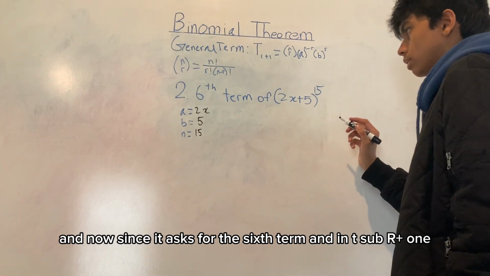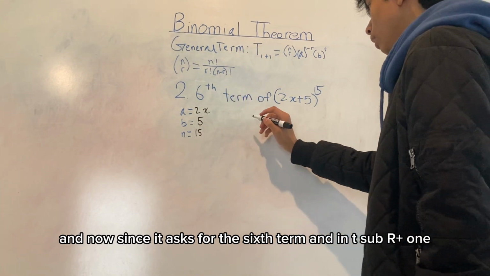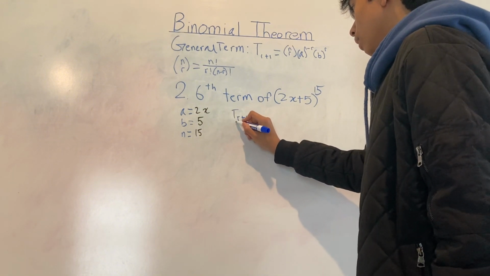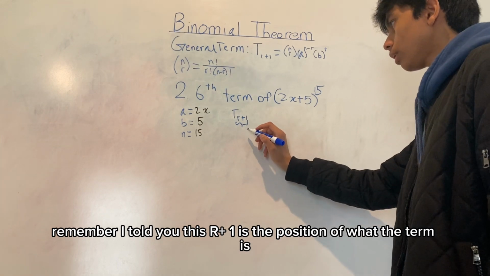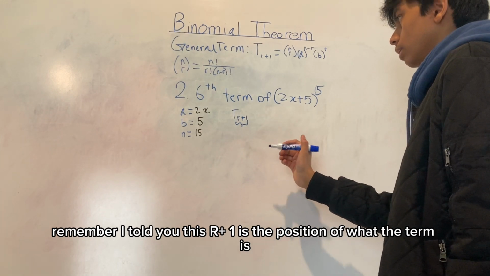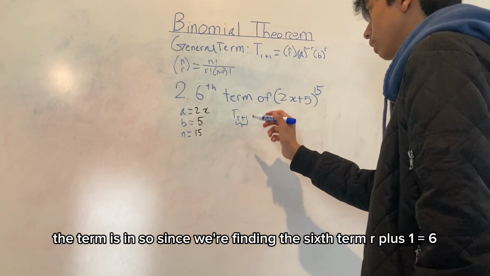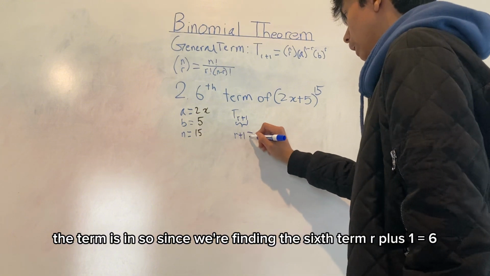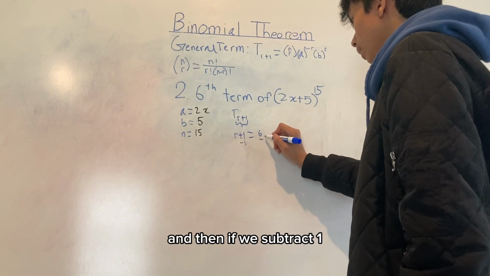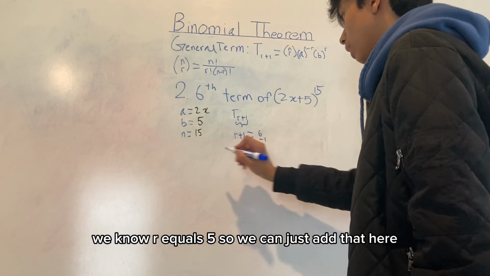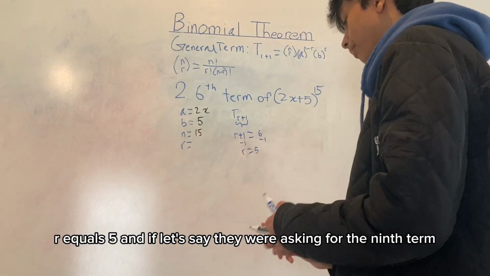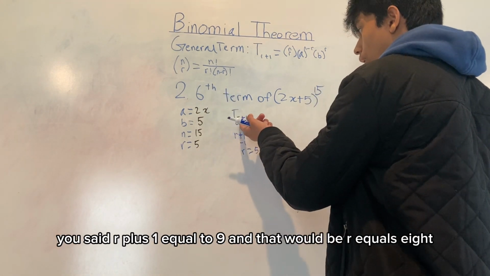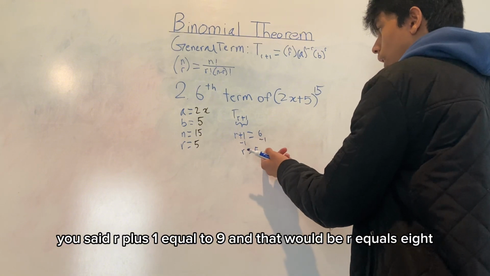And now, since it asks for the sixth term, and in t sub r plus 1, remember I told you this r plus 1 is the position of the term. So since we're finding the sixth term, r plus 1 equals 6, and then if we subtract 1, we know r equals 5. So we can just add that here. R equals 5. And if, let's say, they were asking for the ninth term, you set r plus 1 equal to 9, and that would be r equals 8.